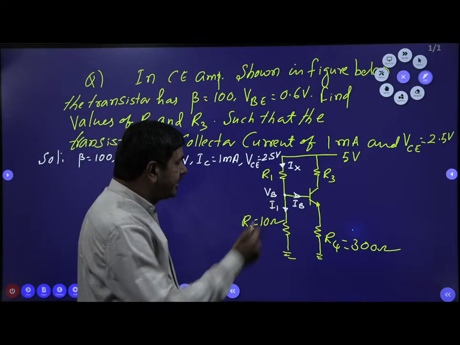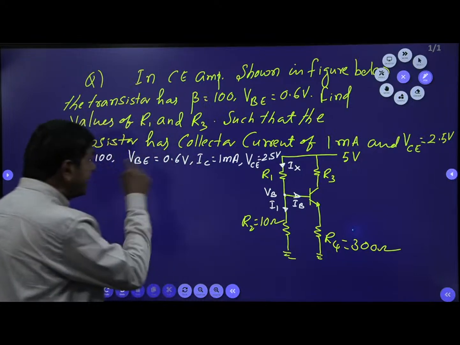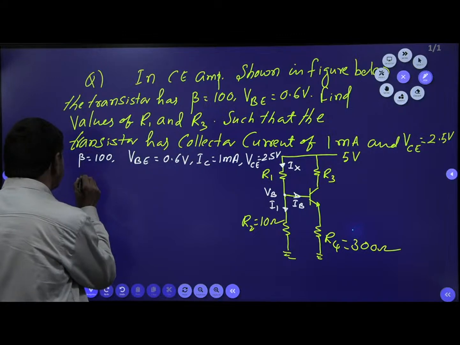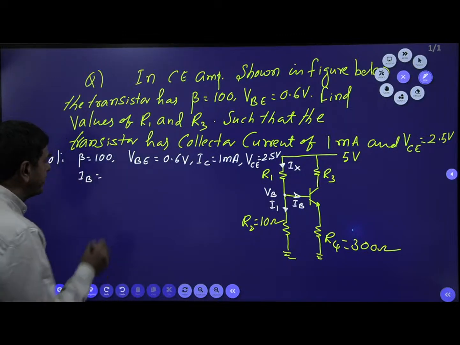We can find each and every value at first. How to find the base current? In the problem, IC is given directly, so it is not difficult to find the base current. The base current is nothing but IC by beta.